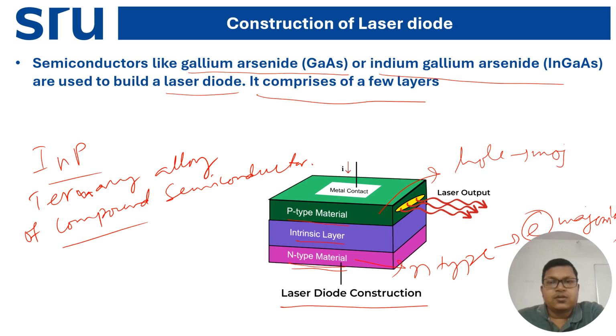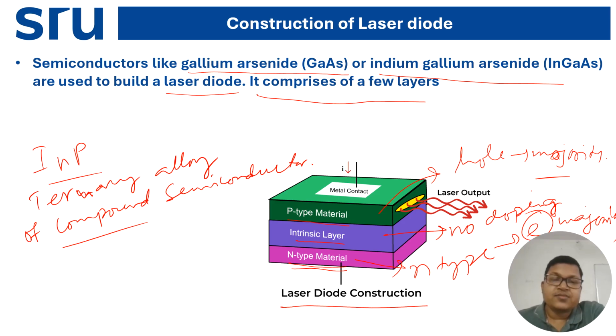Hole is the majority charge carrier. So electrons and holes are the majority charge carriers from this. Here, intrinsic layer means no doping. No doping has been done here, right? That is why it is called the intrinsic layer.